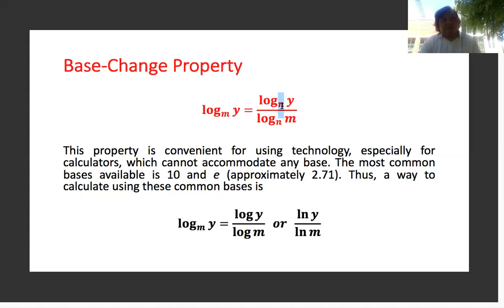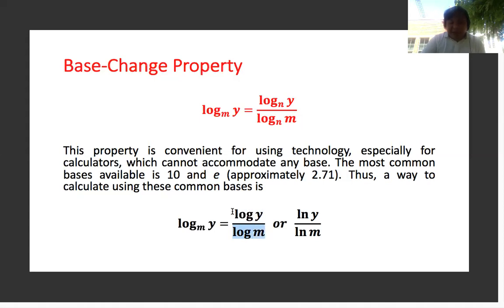Sometimes you're stuck with two particular bases, which are 10 and e, right? So a convenient way of calculating a logarithm at a base which is different from 10 and e is to use the base change property. So logarithm of y to the base m could be expressed as logarithm of y divided by logarithm of m.